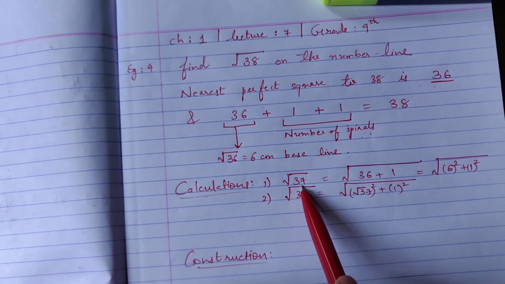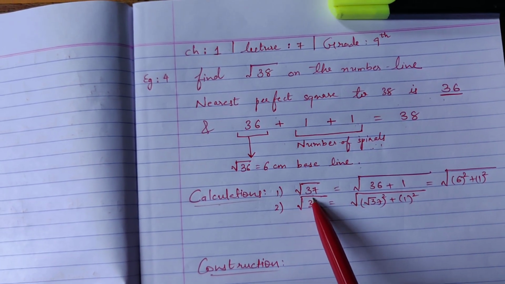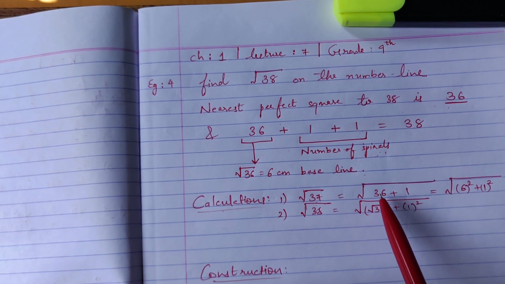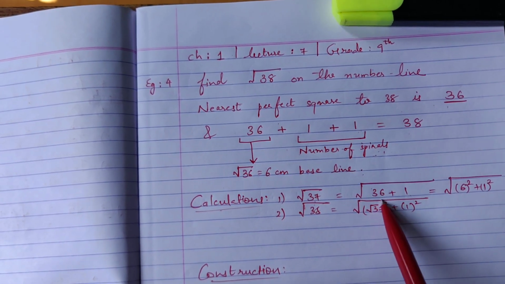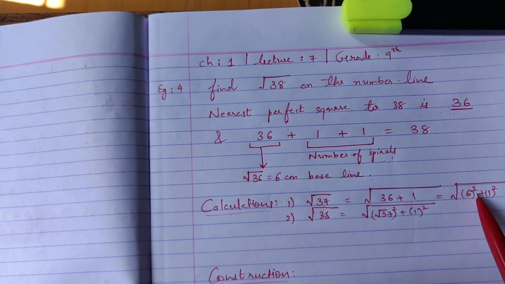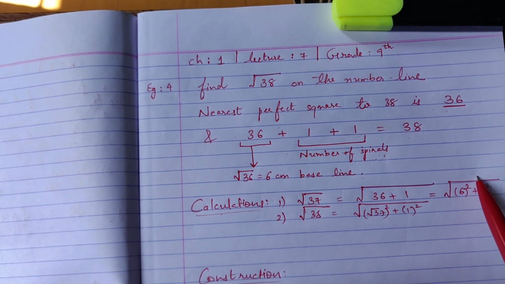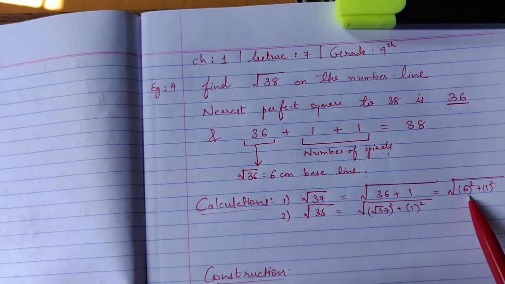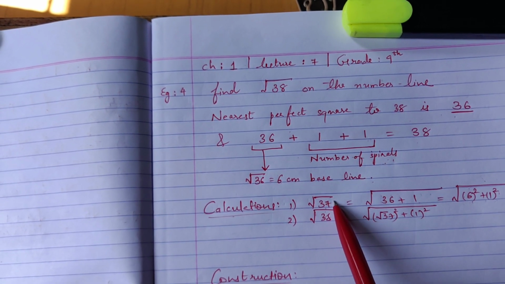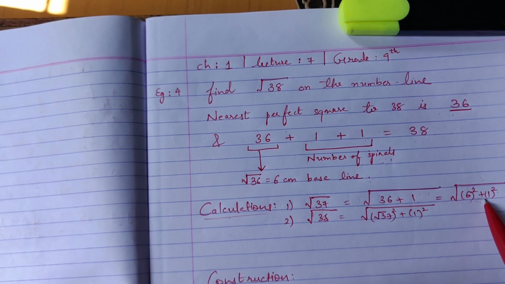At the first step, we cannot get root 38 directly. We need to first find root 37. So what is root 37? That is 36 plus 1. How can 36 be written? 36 needs to be written as 6 square. So 6 square plus 1 square. Now again we are writing this in the form of the Pythagoras theorem. So this is 6 square plus 1 square, that is 36 and 1, which is going to be 37. So this is the calculation for the first spiral.